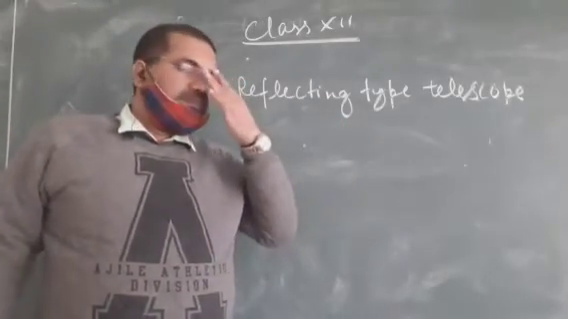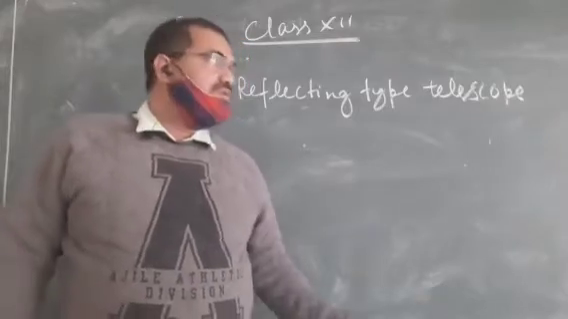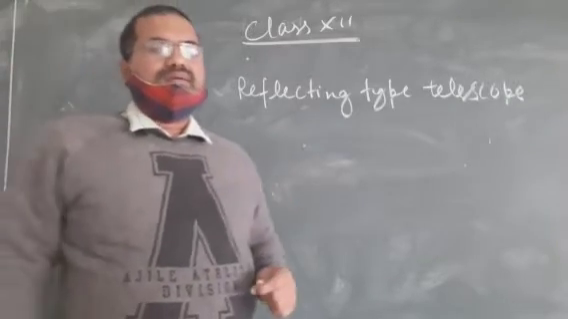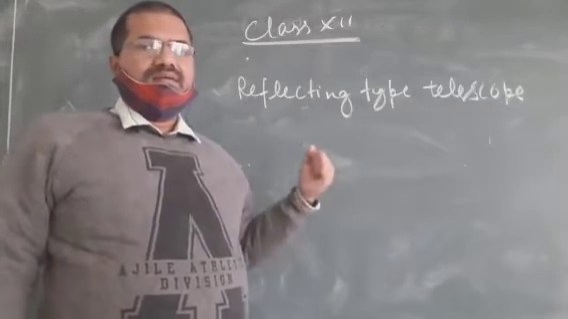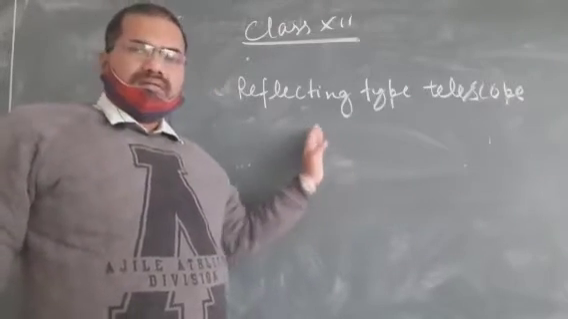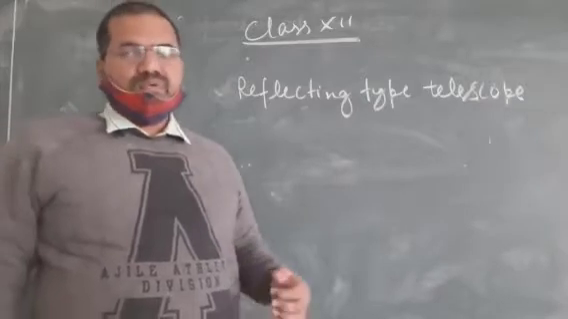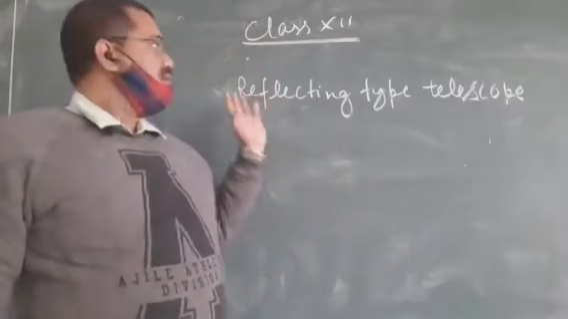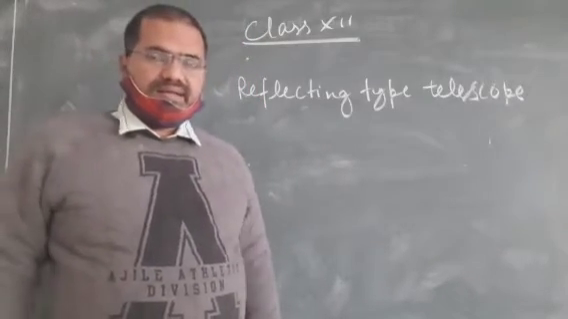Reflecting type telescope is more useful than refracting type telescope because its cost is very low as compared to refracting type telescope, and in reflecting type telescope it is chromatic aberration free, it is spherical aberration free, it has high focal length, high curvature, so gathering of light is more than refracting type telescope, so that a clear image is formed in the reflecting type telescope. So first of all, we'll make the ray diagram of it.